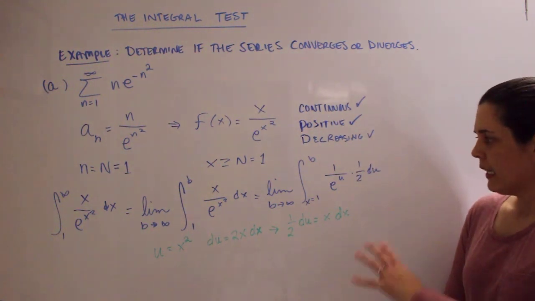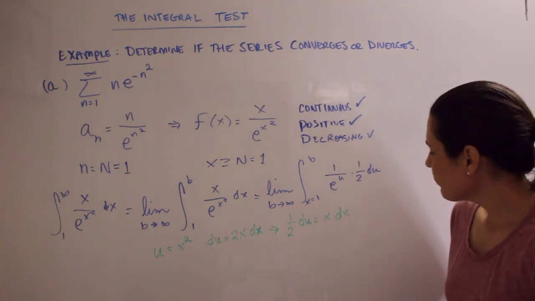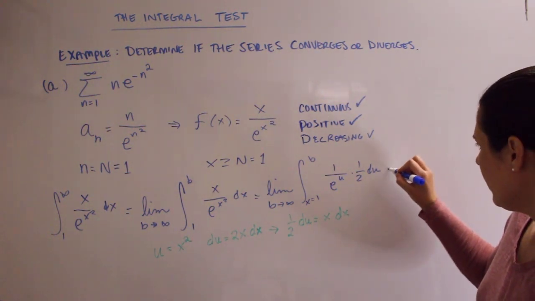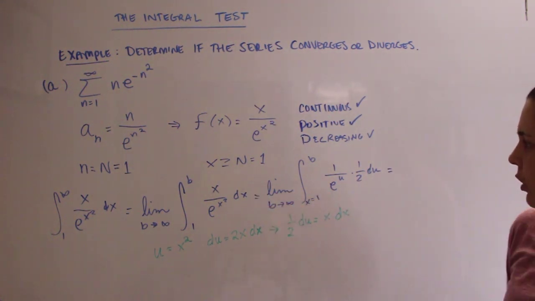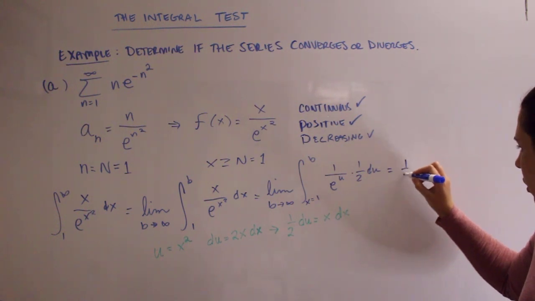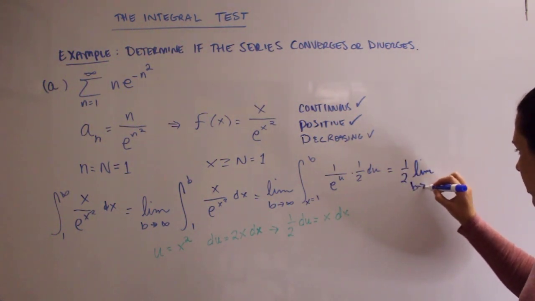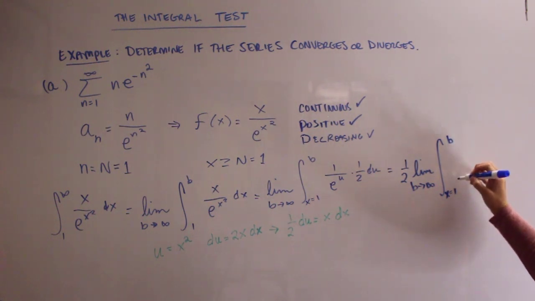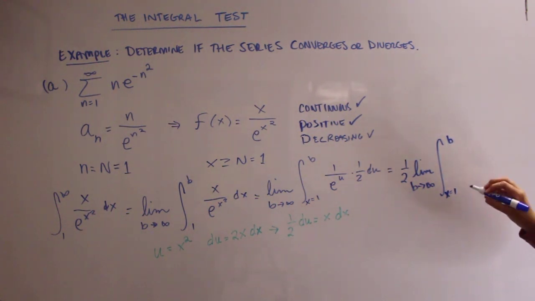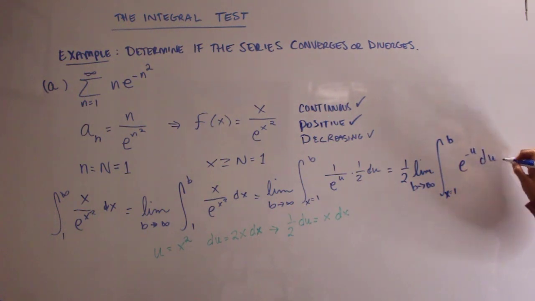All right. And then this integration, we've seen this a number of times. We can do this one pretty quick. So let's go ahead and factor that 1/2 out to the front, all the way in front of the limit here. 1/2 the limit as b goes to infinity, integral from x equals 1 to b. I'm running out of room. It's getting a little tight here. And this is e to the negative u du.